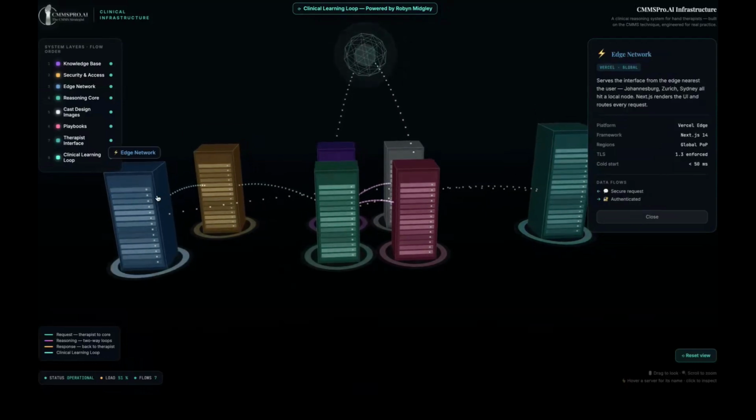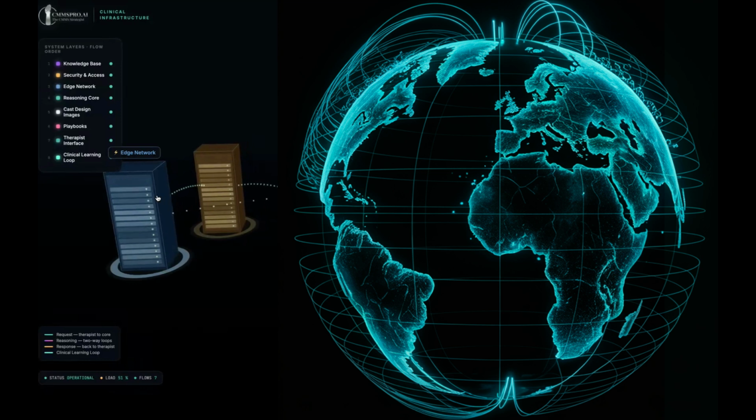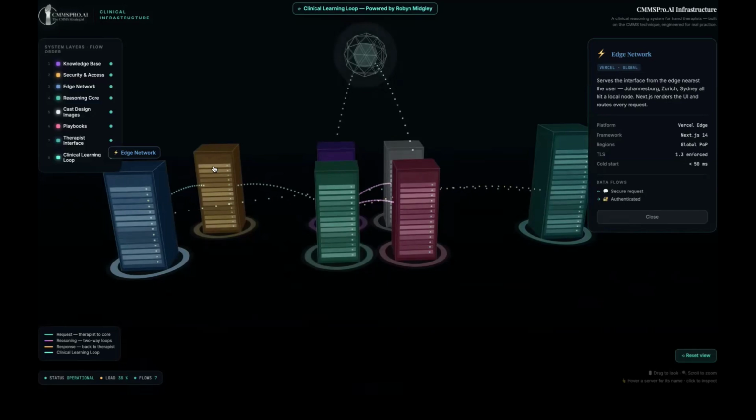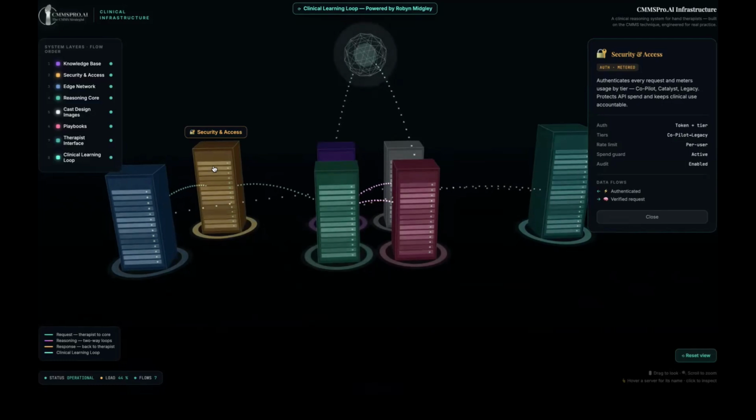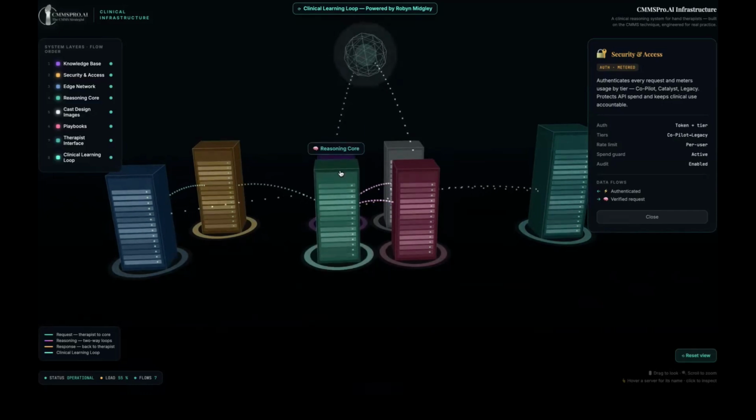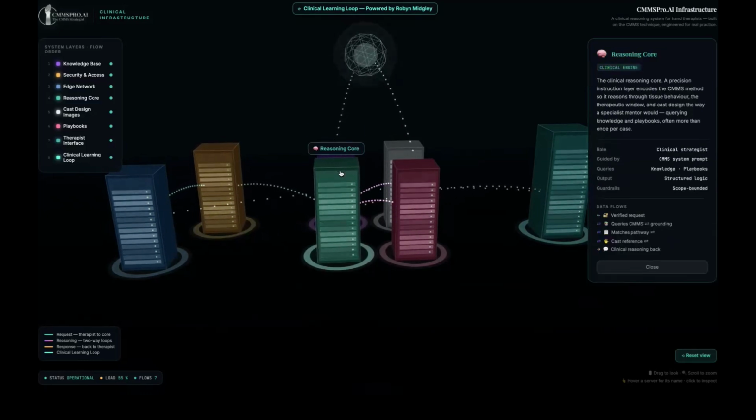The request then travels left into the system to the edge network, which serves the request from the tower nearest the geographical location of the therapist. It then passes through to security and access, which authenticates the therapist and checks their subscription tier. Only a verified request reaches this engine, and then it will go to the core reasoning center, which is shown by the teal request stream moving inward.